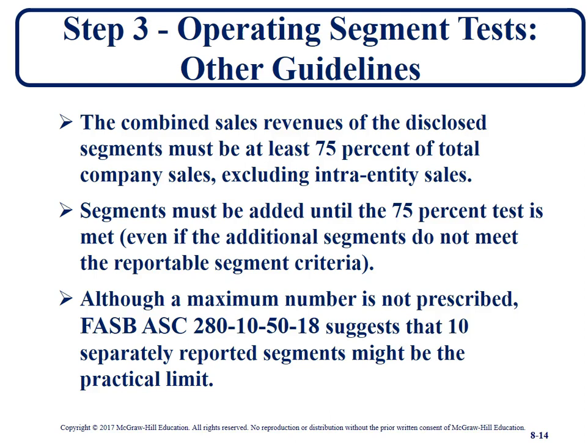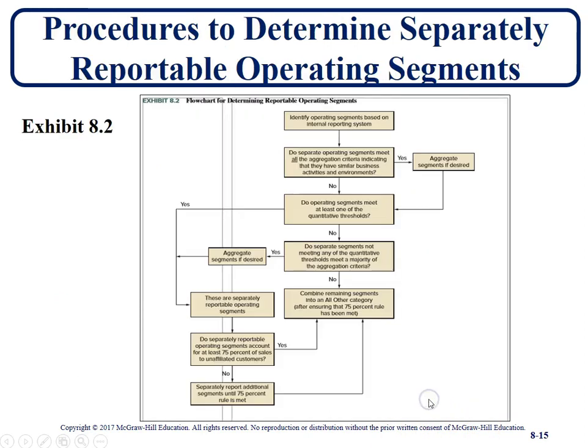Although they don't say a maximum number, they suggest that 10 separately reported segments might be a practical limit. You get too many and you get lost in the numbers. You're trying to get an idea of what the larger segments of the business are doing and how it's impacting the total business.